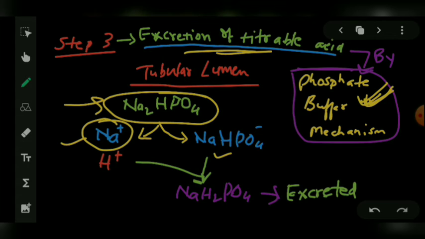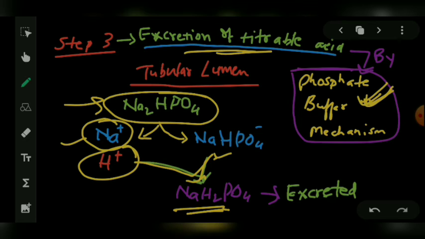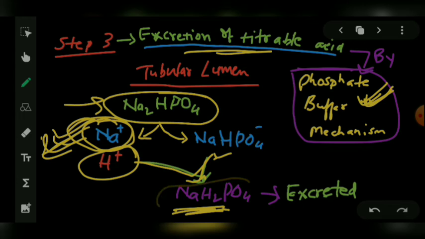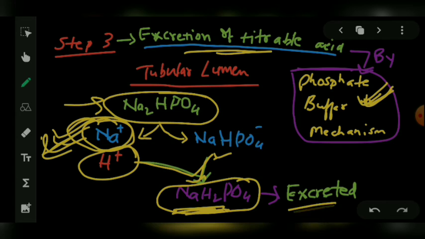These two are given out, and then this H plus, which is already present in the tubular lumen, combines with NaHPO4 minus and gives NaH2PO4. So we have got this Na plus actually. This is what is happening in the third step, and this NaH2PO4 is excreted out. So this was the third step, the excretion of titratable acid by the phosphate buffer mechanism.